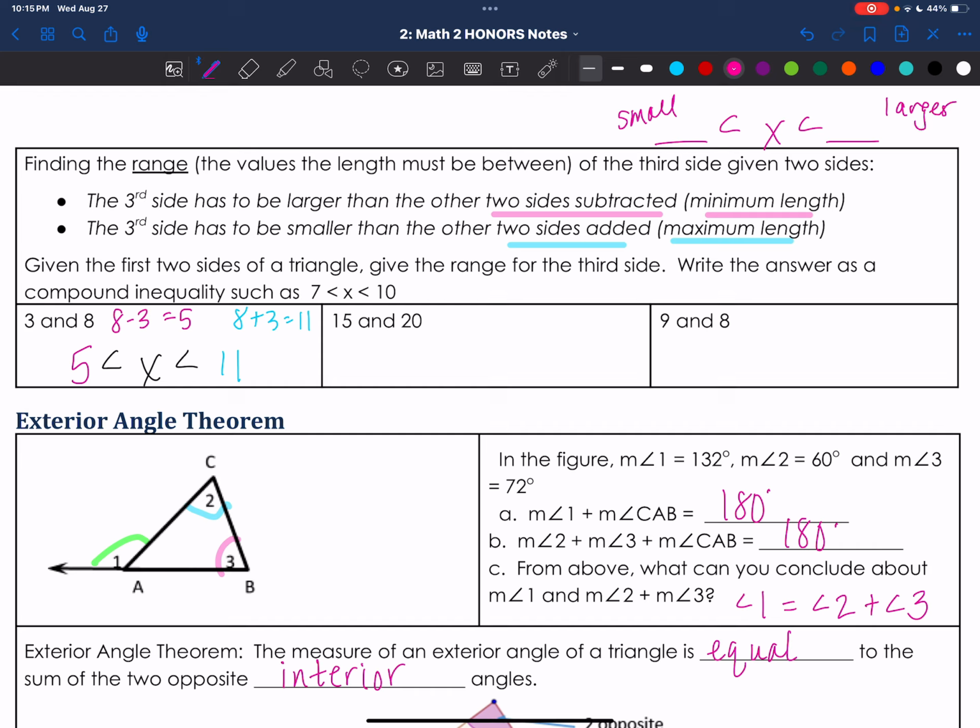All right, so here's an example I started for you. What we're going to do is take your two numbers and subtract them. In this case, I got 5, so that's going to be the smallest length the third side could be. And then to figure out what the maximum could be, we're going to take your two numbers and add them, and that's going to be the longest that it could be. So your third side is going to be somewhere between those two. All right, go ahead and try those.